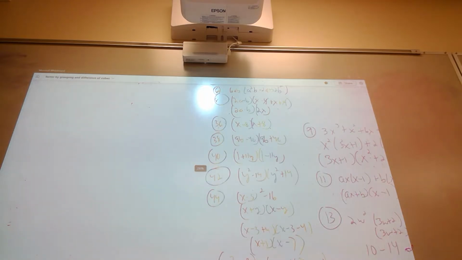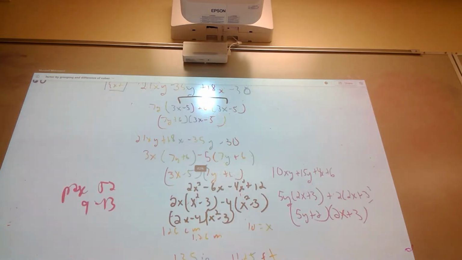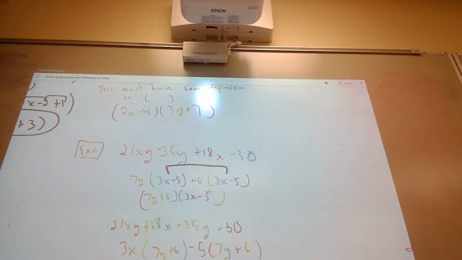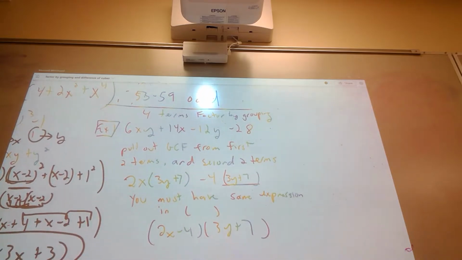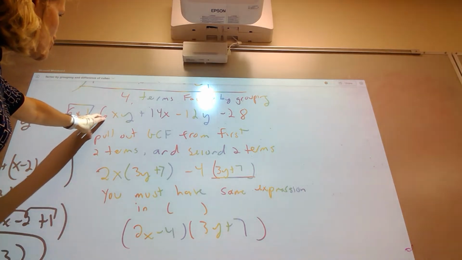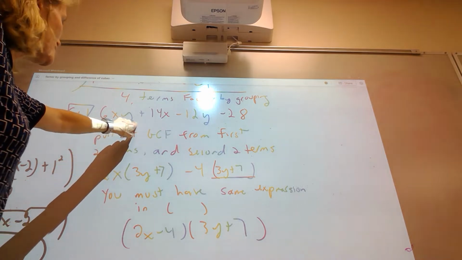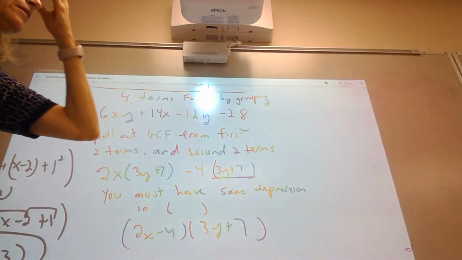So when do we do factoring by grouping? It's when we're given 4 terms. Okay, so if you're given 4 terms, that's when you're factoring by grouping. So let's say, for example, we have 6xy plus 14x minus 12y minus 28.